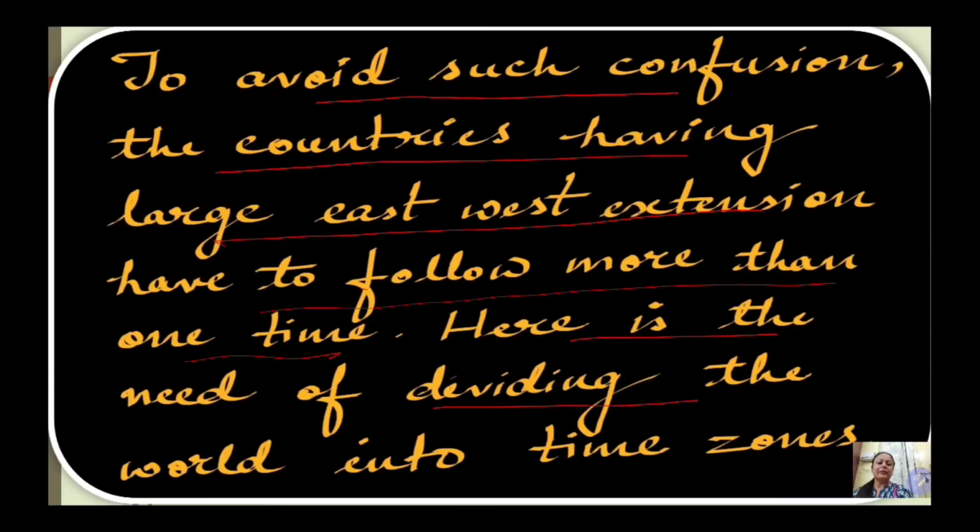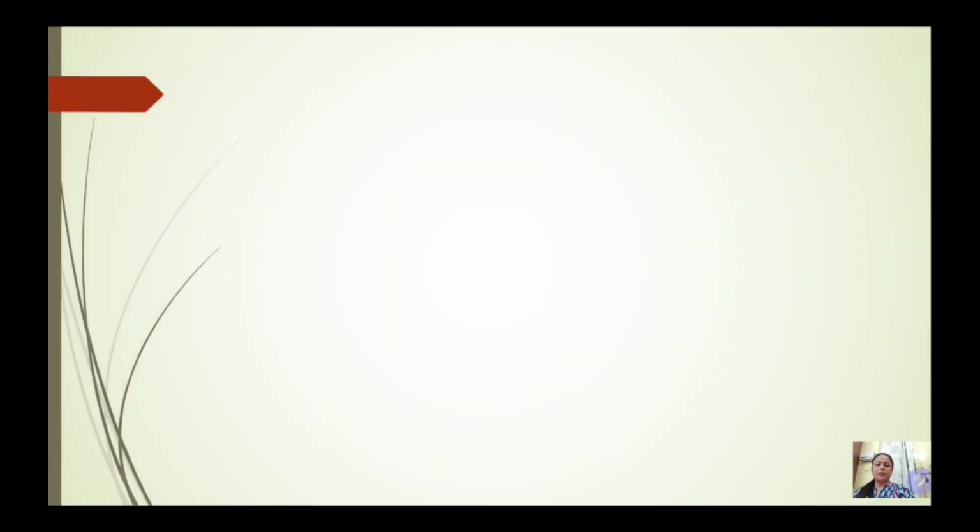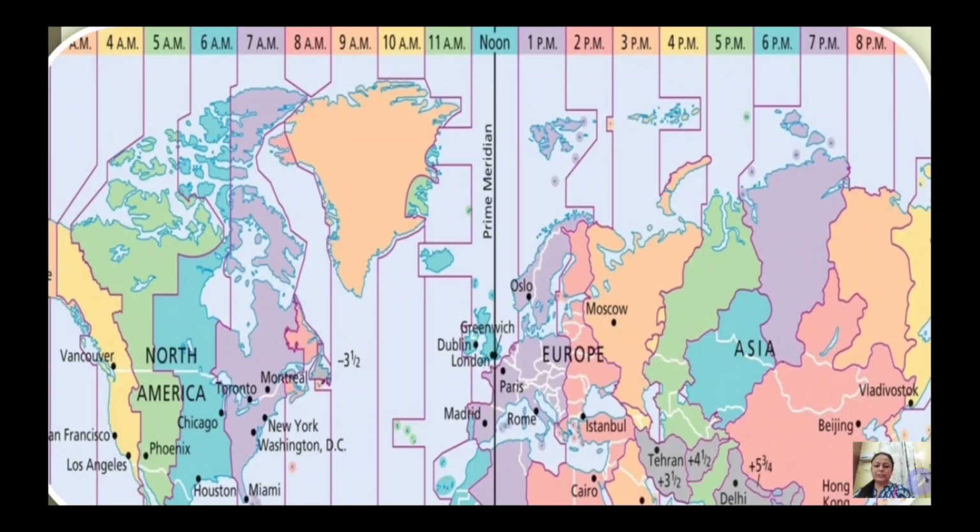Here is the need of dividing the world into time zones. We need to divide any large country into different time zones, because if we don't do it, there will be a lot of confusion in time. Students, look at this picture. You can see how many time zones there are. You can see that a straight line also becomes zigzag, so that one part can be kept on one side. So at certain places the line is also curved to keep one portion in one time zone.